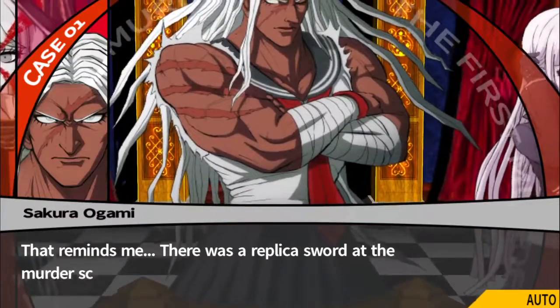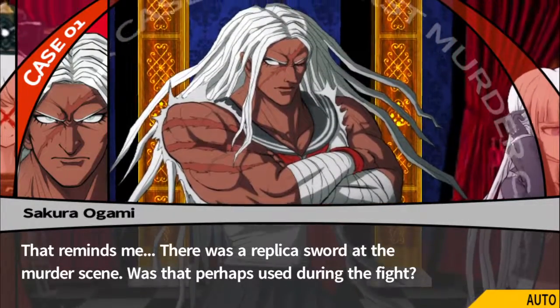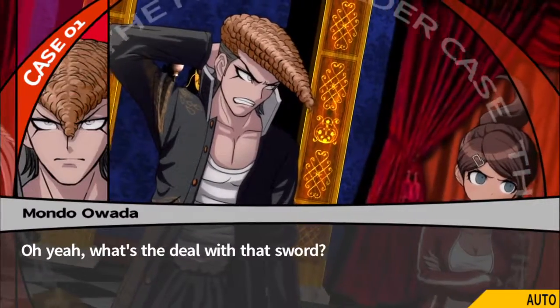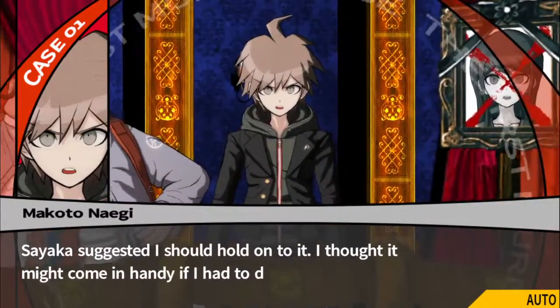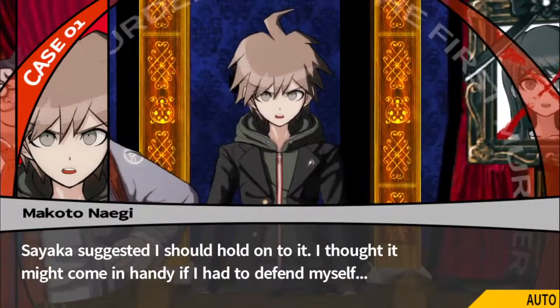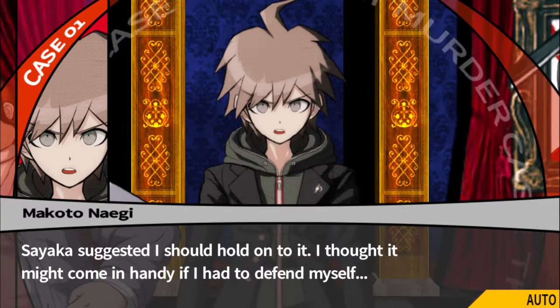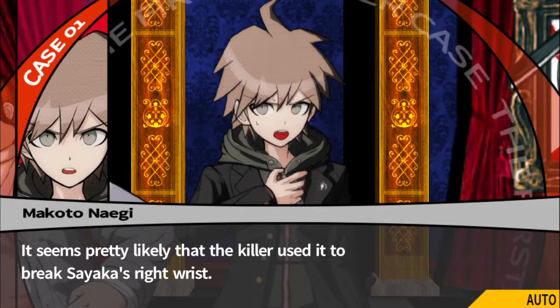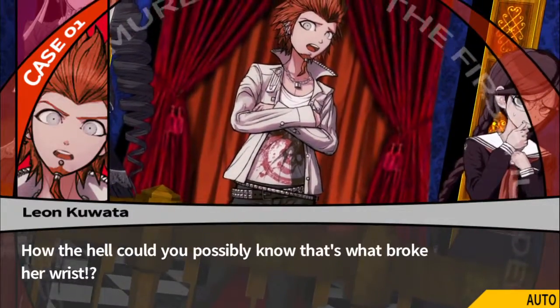Then... we just have to figure out what happened during the fight, right? That reminds me. There was a replica sword at the murder scene. Was that perhaps used during the fight? Oh yeah. What's the deal with that sword? Sayaka suggested I should hold on to it. I thought it might come in handy if I had to defend myself. It seems pretty likely that the killer used it to break Sayaka's right wrist. How the hell could you possibly know that's what broke her wrist?